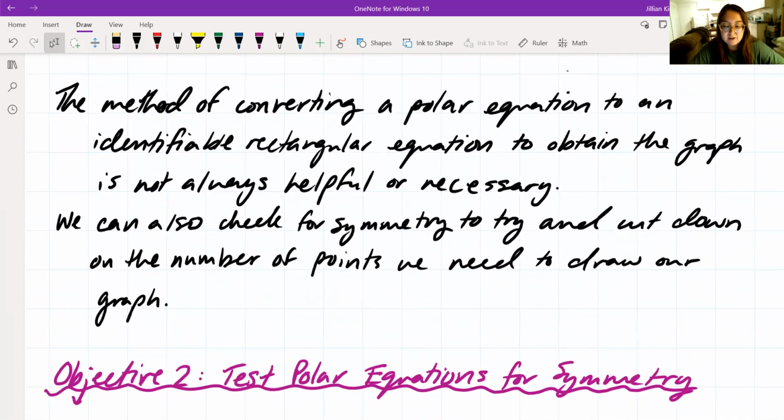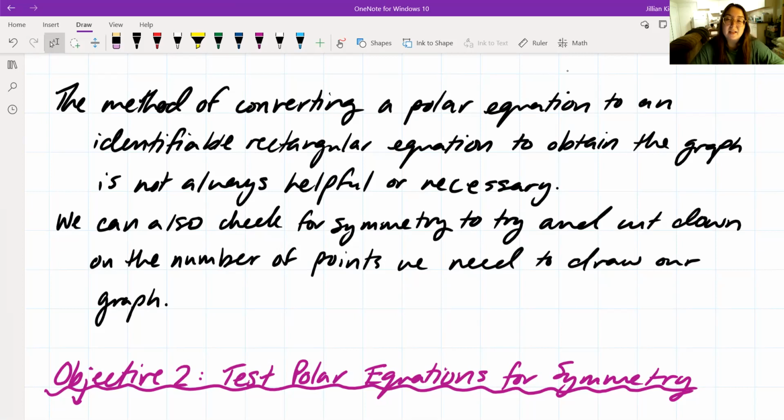So the method of converting a polar equation to an identifiable rectangular equation to obtain the graph is not always helpful and it's not always necessary. If it is very easy to do, then it can be very helpful. In some cases it can be necessary, but a lot of times if your numbers are really messy, it's really not all that applicable. You can also just check for things like symmetry to try and cut down on the number of points that we need to draw out our graph.